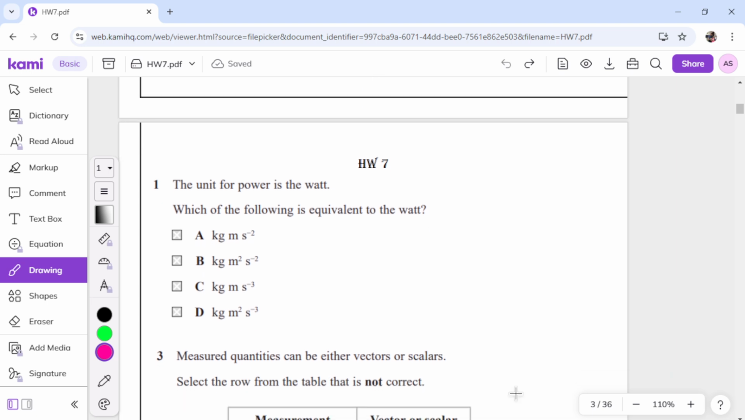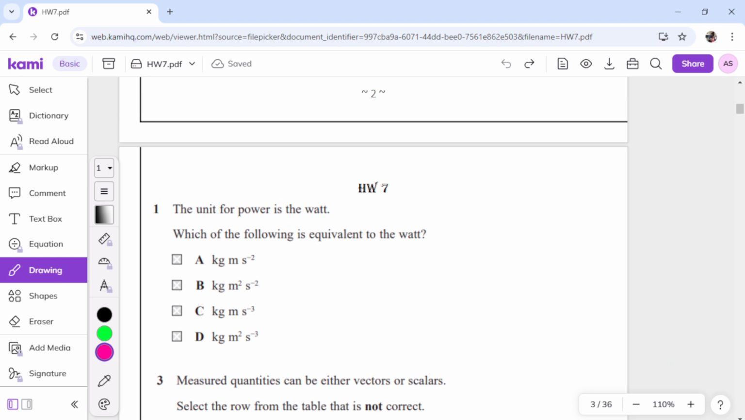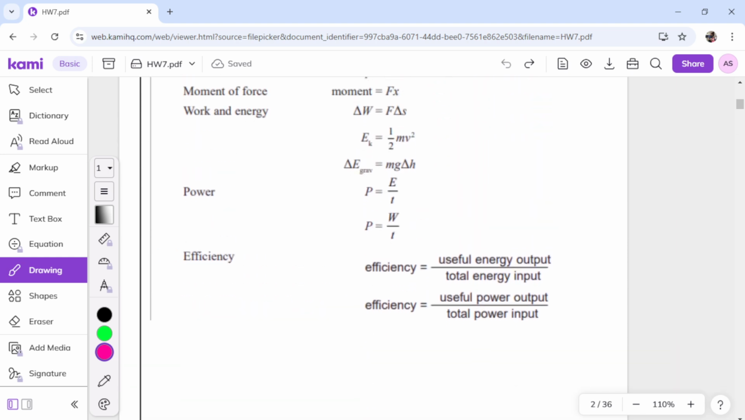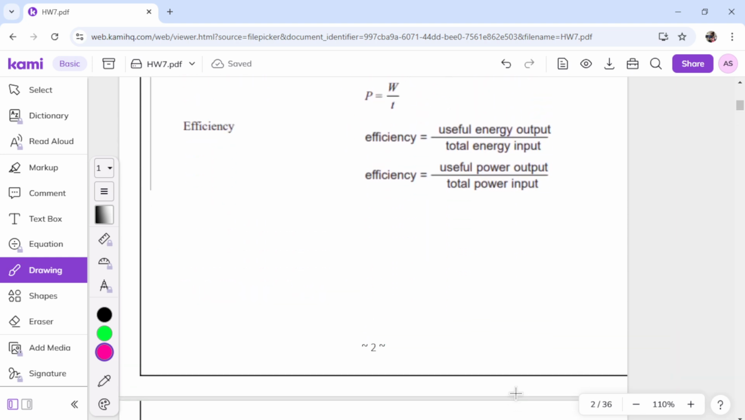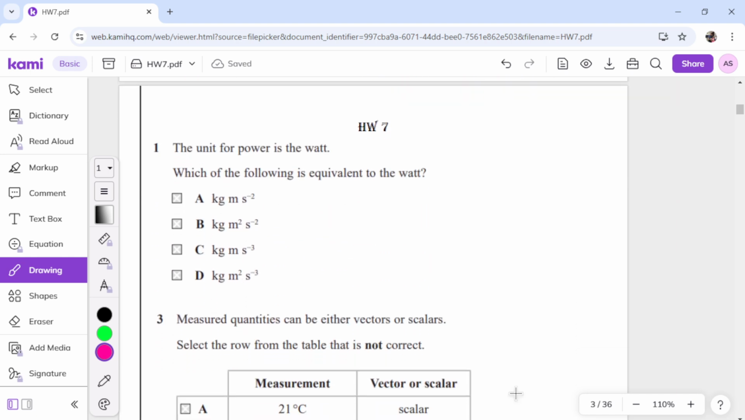In the first question, the unit for power is the watt. Which of the following is equivalent to it? So from the equation sheet, we can find power equals energy over time. You can take any type of energy, kinetic energy or gravitational potential energy. I will choose kinetic energy, it will be easier. Kinetic energy equals half mass v squared over time.